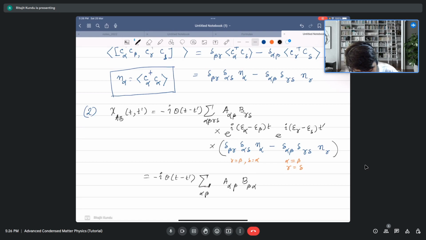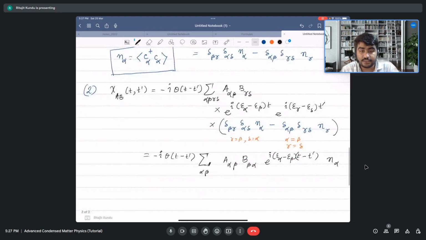And for the time dependent terms, it is just e to the power i epsilon alpha minus epsilon beta times t, and times e to the power i epsilon beta minus epsilon alpha t prime. You can combine both of these exponents, and you will see that you get a t minus t prime for the first term, and then the rest of the term is n alpha. So that is just the first term. Now we are left with the second term.